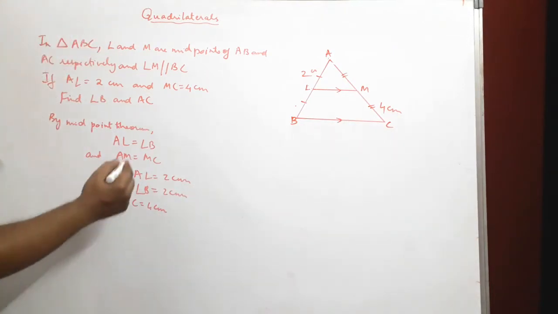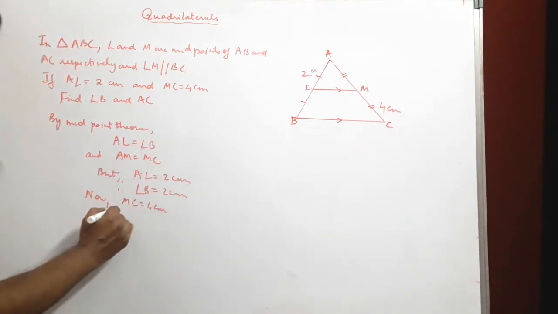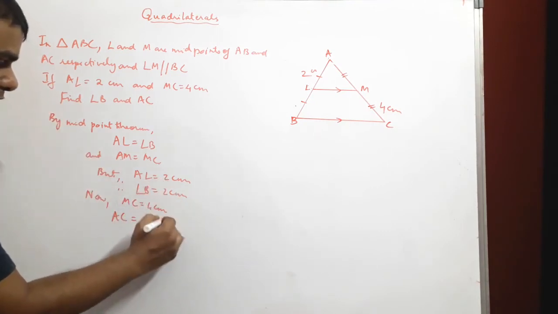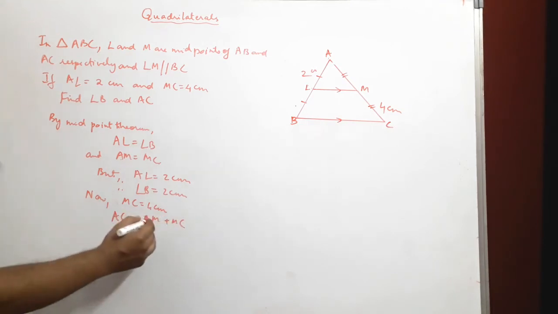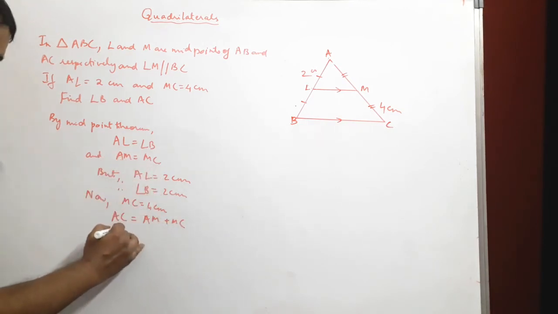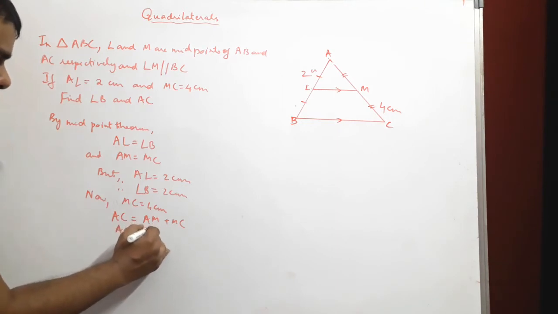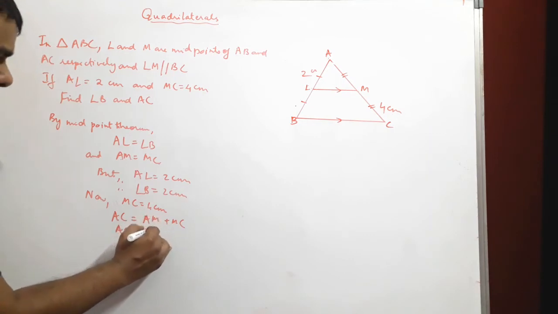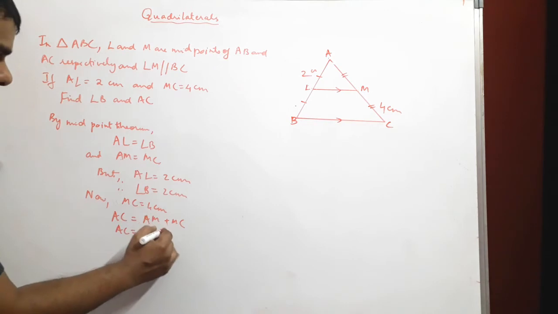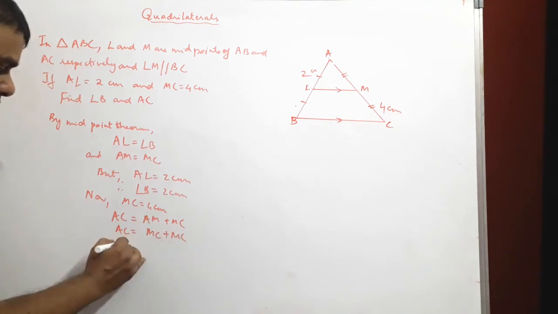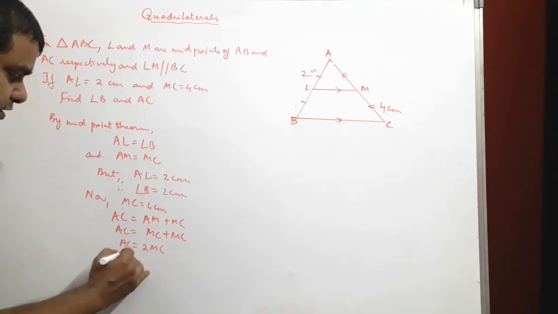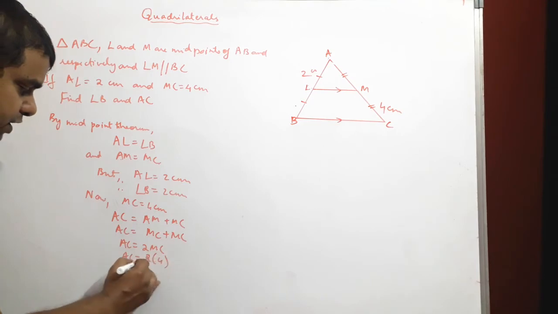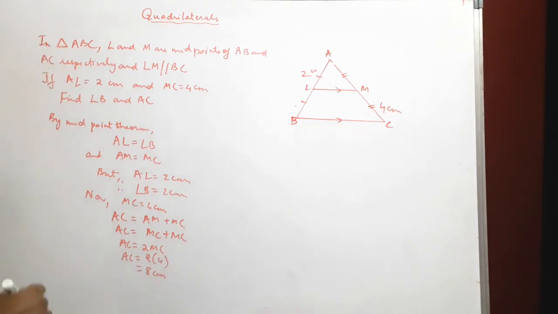But we also know AM is equal to MC. So what is AC actually? We need to find AC. AC is nothing but AM plus MC. But we know that AM is equal to MC, so instead of AM, we'll change that AM to MC. So MC plus MC, we get AC equal to 2 times MC. MC is given as 4 centimeters, so 2 into 4 gives us AC equal to 8 centimeters.